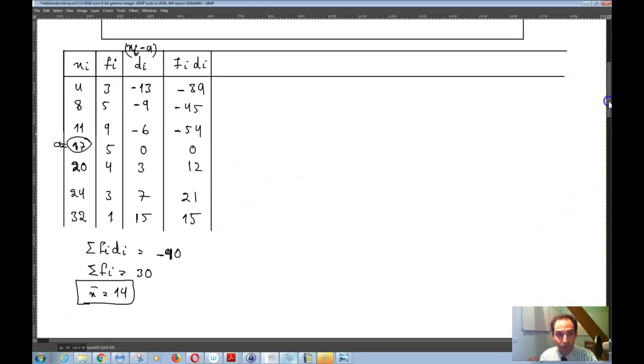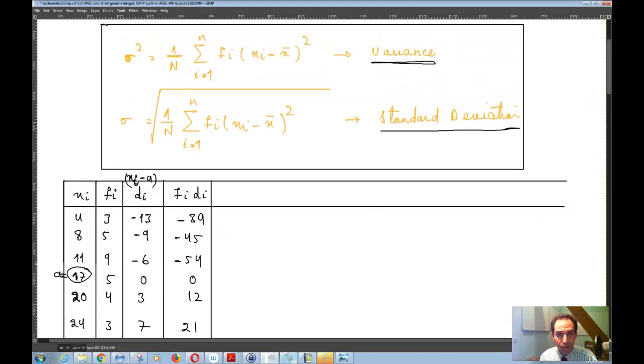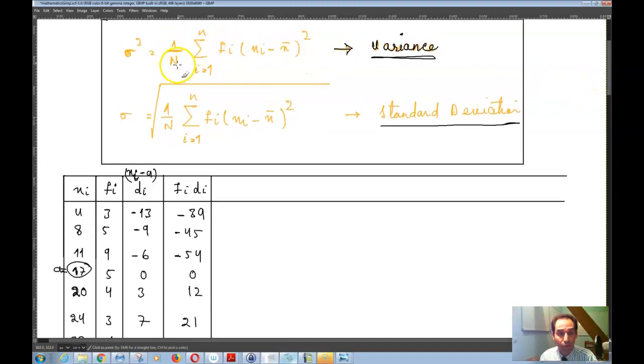Now what I need over here is, I want to find variance, and variance is basically 1 over n, and this n is sigma f of I. So first I need to calculate x of I minus x bar whole squared.